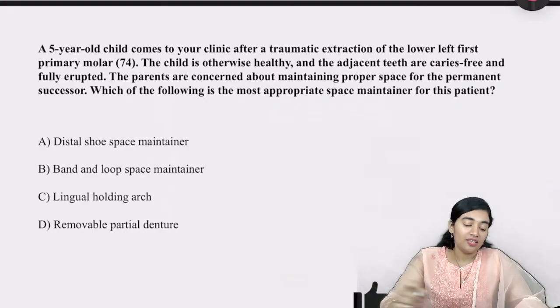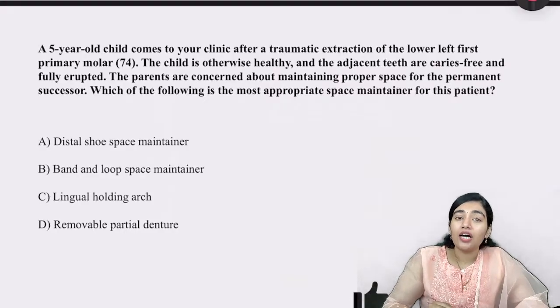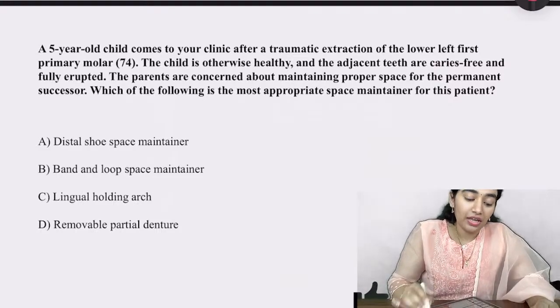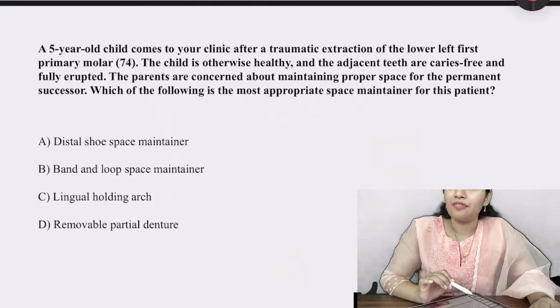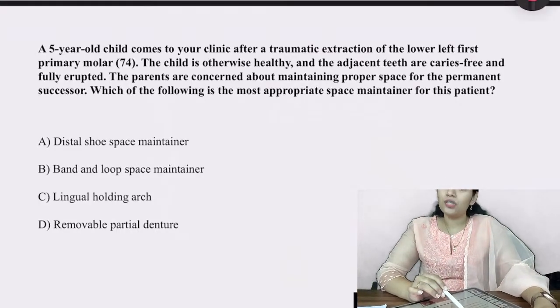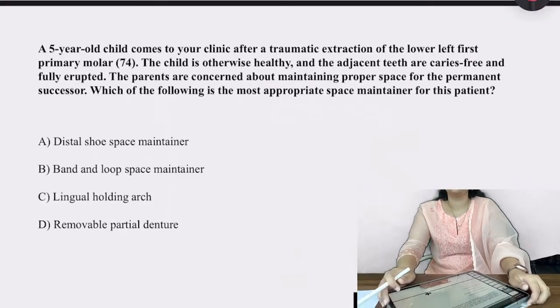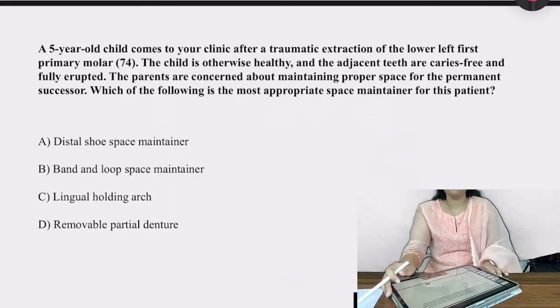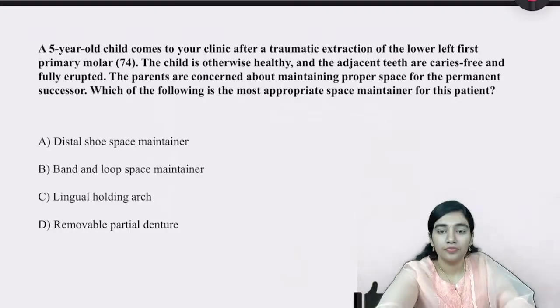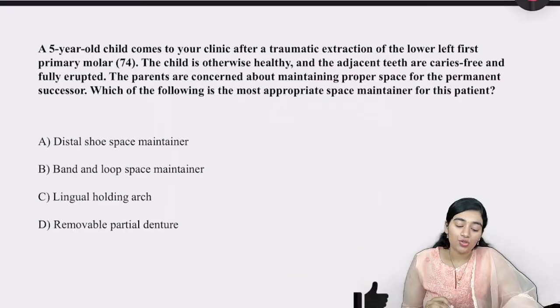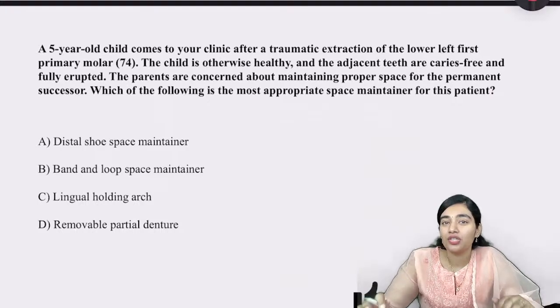So let's start. A 5-year-old child comes to your clinic after traumatic extraction of the lower left first primary molar, that is 7-4. The child is otherwise healthy and the adjacent teeth are caries free and fully erupted. The parents are concerned about maintaining the proper space for the permanent successor. Which of the following is the most appropriate space maintainer for this patient? That is the question given to us.